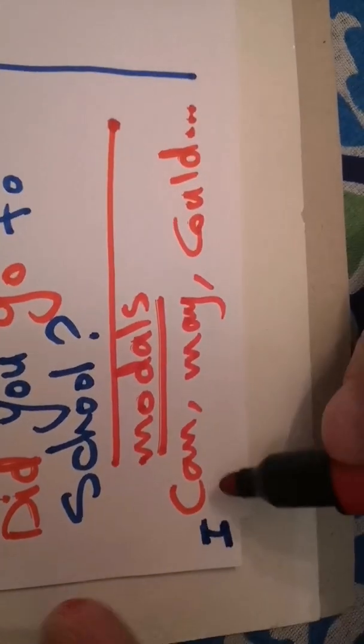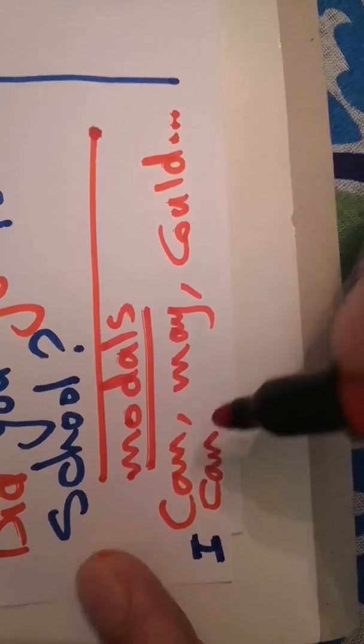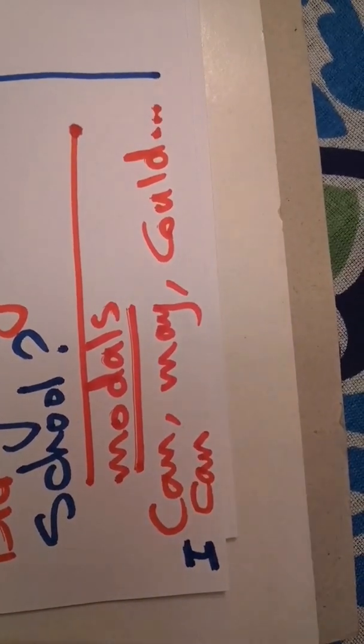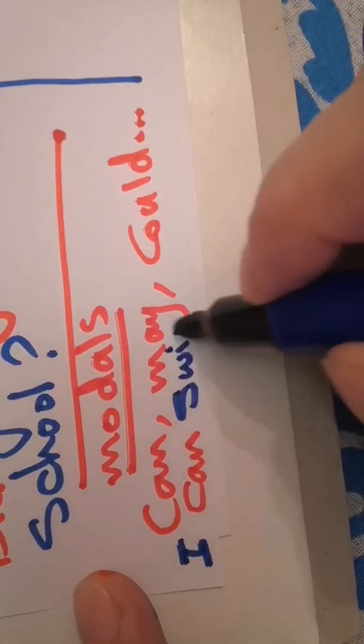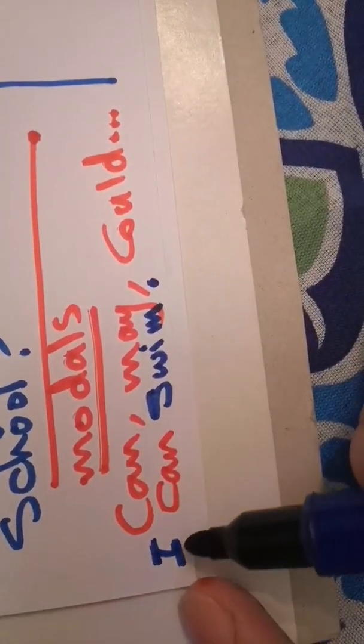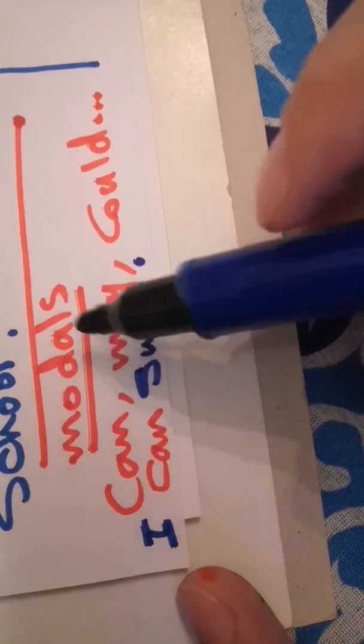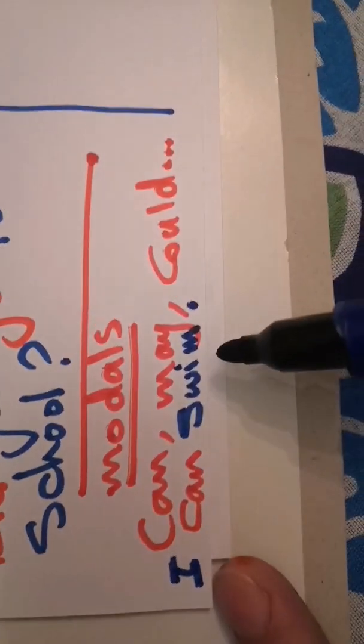By form number one. For example, I say, I can swim, or swam, or swum. Of course, I can swim. Okay, so as you see, can is a modal verb. It's followed by what? By the present form or form number one.